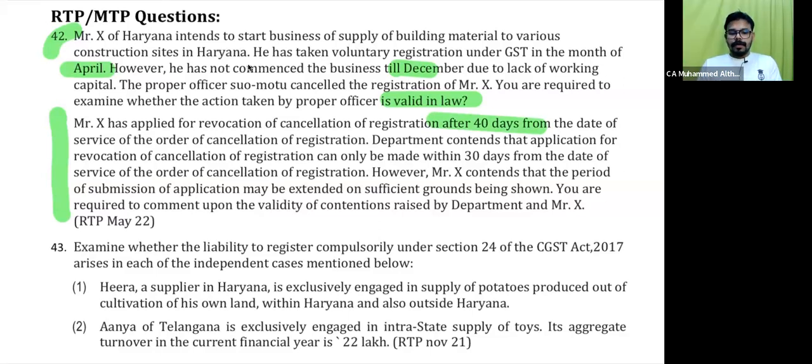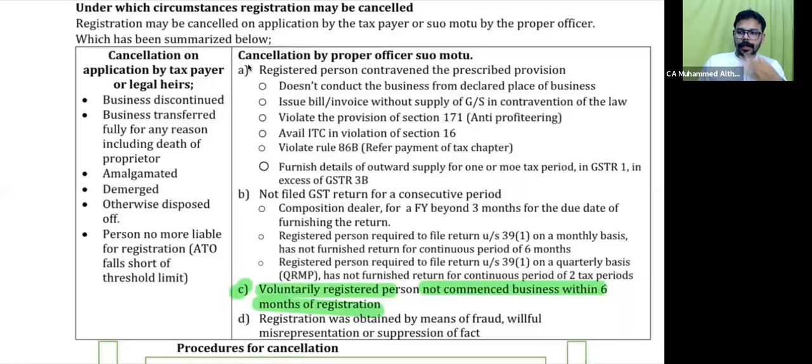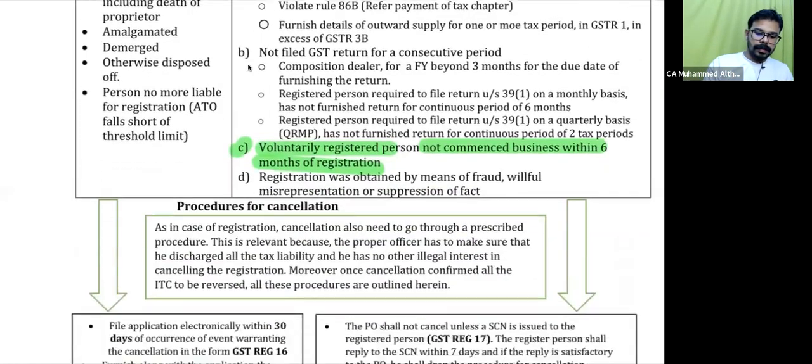So is the action of the department correct? After 30 days, you cannot apply for revocation. Is that correct? Yes or no, everyone? Everybody respond. Is the action of the department correct? Department is saying that after 30 days, you cannot apply for revocation. Is that correct? There you have to remember one thing.